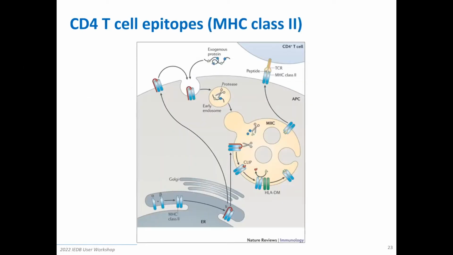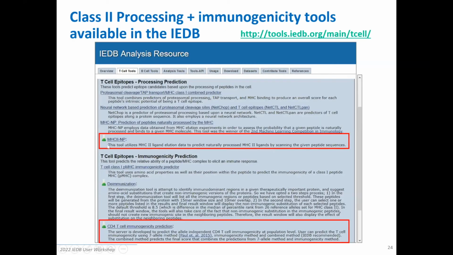So for class 2, Raphael already showed this, and I realize I'm a little low on time. You have a different pathway. No proteasome, you have exogenous protein uptake, trimming in the lysosome, and they're binding to class 2, and then processing and presentation. So it's a different pathway here. And what we have in the MHC2 NP tool is we have looked for the cleavage motif again around the processed and presented class 2 ligands.